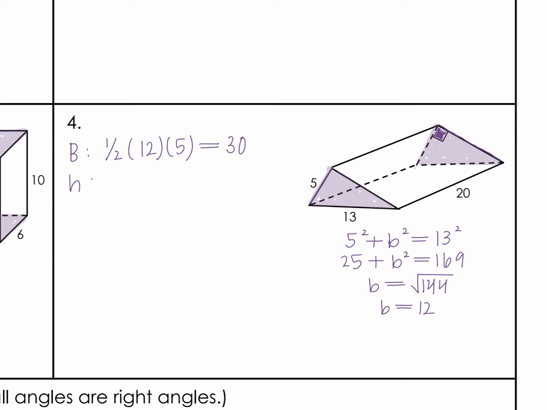Okay, my H here is just how far apart are those two right triangles, and that's going to be the 20. So to find the volume, I'm just going to multiply my 30 and my 20 together to get 600. And since there are no units, once again, we're going to include units cubed.